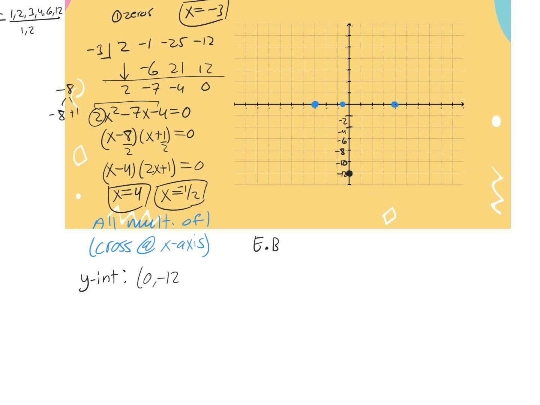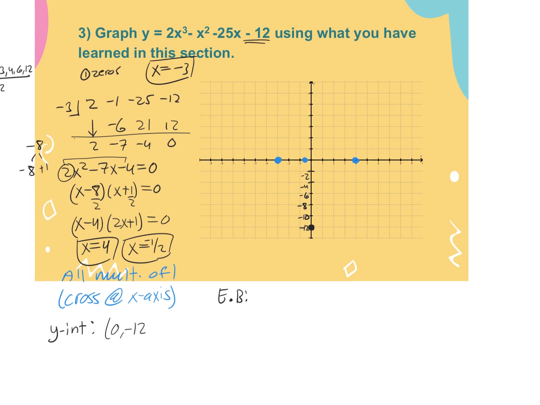So end behavior, since this one is odd, right? It's an odd degree and it's positive, right? This one's going to be down and then up. So that means at my zeros, I'm going to draw an arrow going down and draw one going up. It's just in between that I want to know what happens, right?